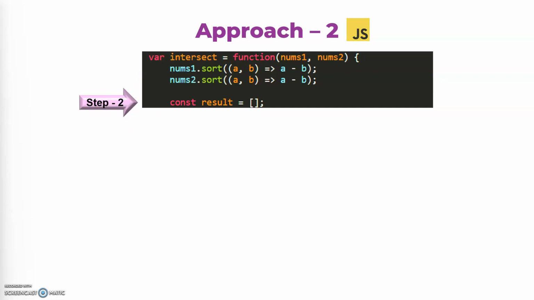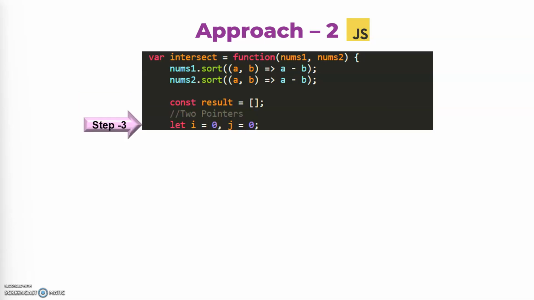So after we sort, we will initialize the result that will hold the elements that intersect in both nums1 and nums2. Step 3. In this approach, we are using the two-pointer approach. So we need two pointers, i and j, initialized at 0.